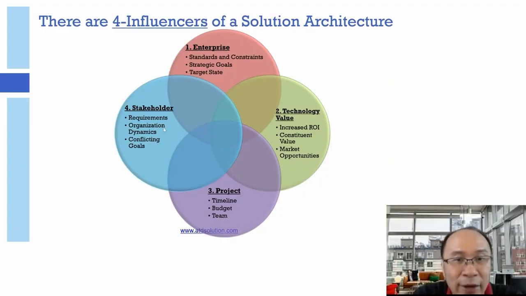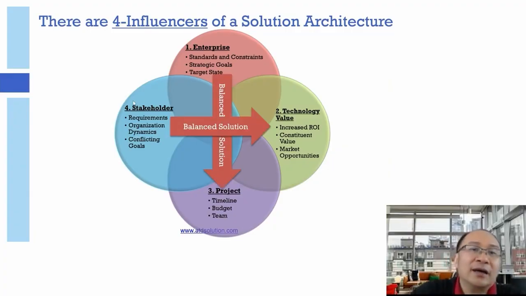And number 3 is where the solution architect also need to work with the project team, with the project manager, in terms of the timeline, budget, and also team structure. And number 4 is where the stakeholders are also very, very important, because the solution architect need to address their requirement, their organization dynamic and conflicting goals, which I call office politics. So solution architect need to understand all this in order to be successful in their job. So all these are creating a balanced solution among these 4 influencing factors.